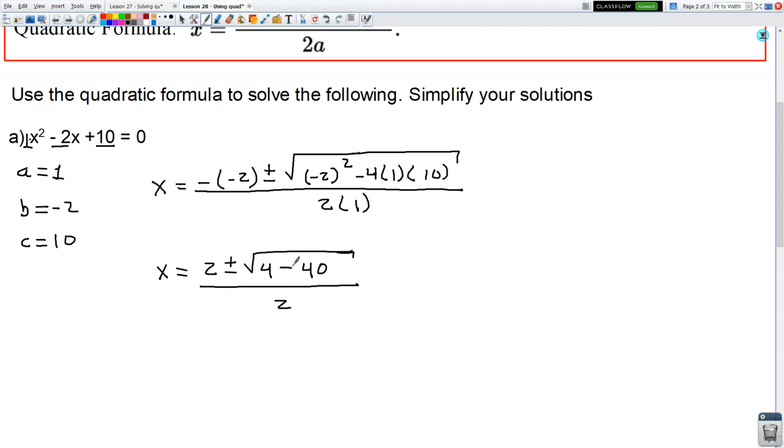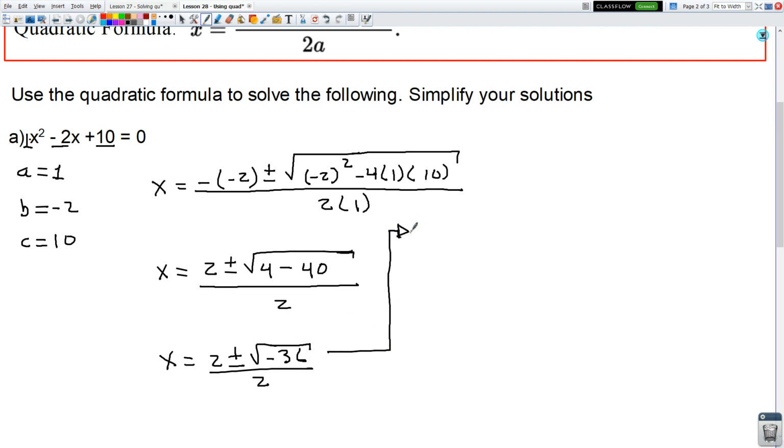Perfect. Now let's see what we have inside the square root. Now you can simplify this as 2 plus or minus the square root of 4 minus 40, so this is -36, all over 2. All right, so what else is there to simplify?